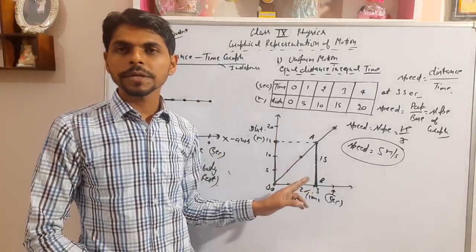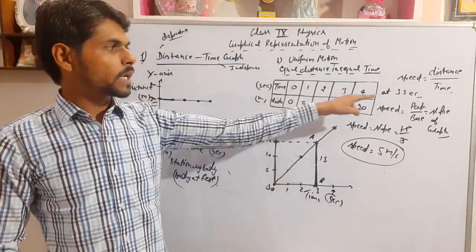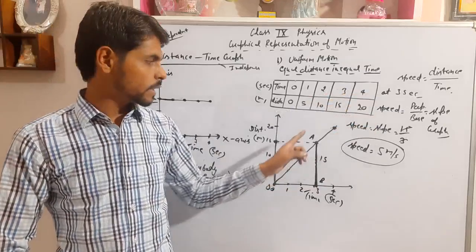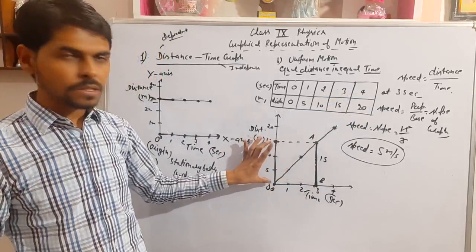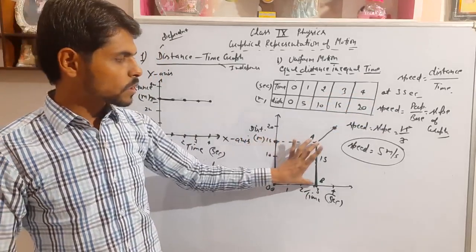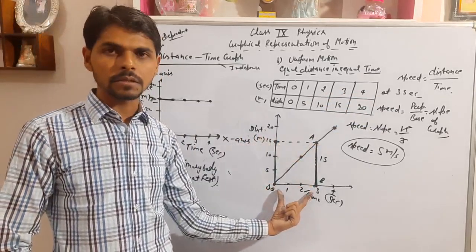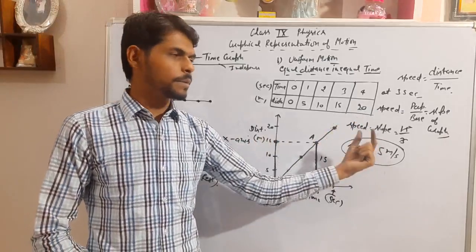So from the graph, speed is perpendicular upon base. This is the perpendicular. The value of the perpendicular can be calculated from this vertical line. This is 15, this is also 15, and what is the base? That is 3. So 15 by 3 is 5 meter per second.